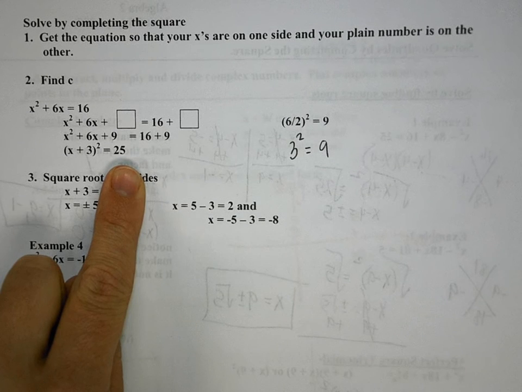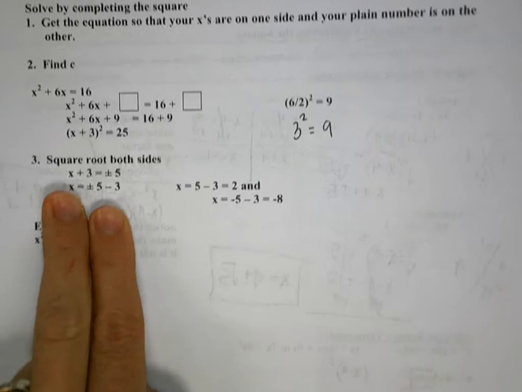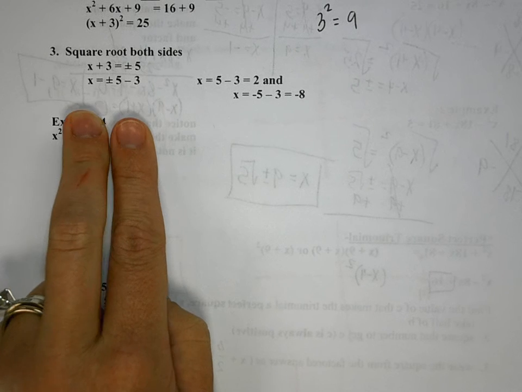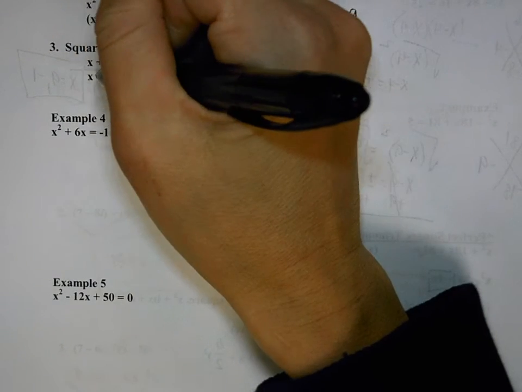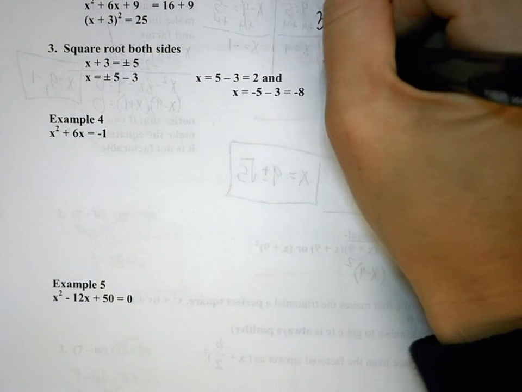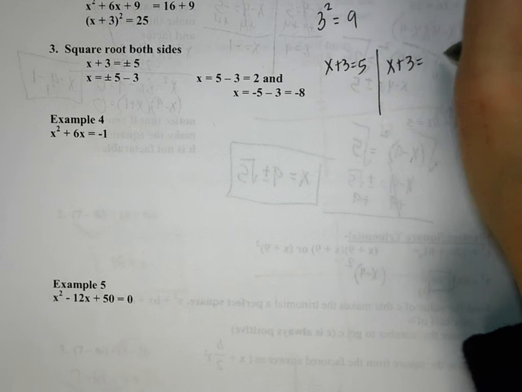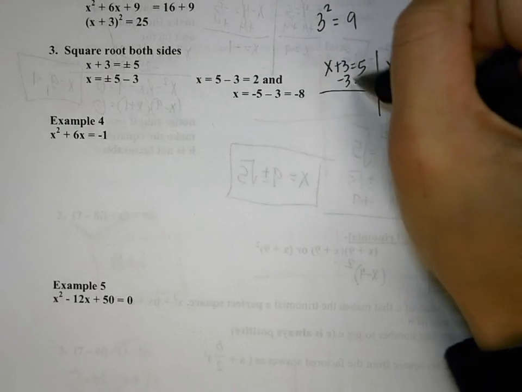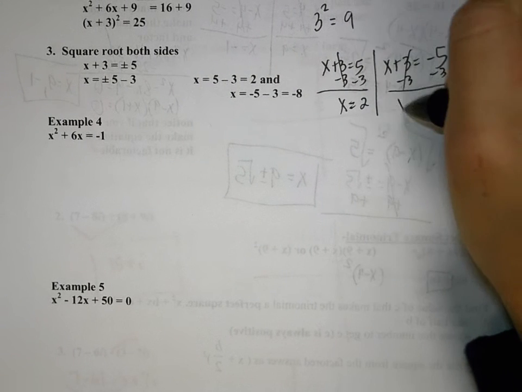At that point then, this we know how to solve, right? And how do we solve that? You take the square root of both sides. When you do that, you get x plus 3 equals plus or minus 5. And then it's easiest to just set it up as your two equations, I think. So I just write it as x plus 3 equals 5, x plus 3 equals negative 5, and then solve. So we would subtract 3, and that's how we get x equals 2. And here we subtract 3 and get x equals negative 8.